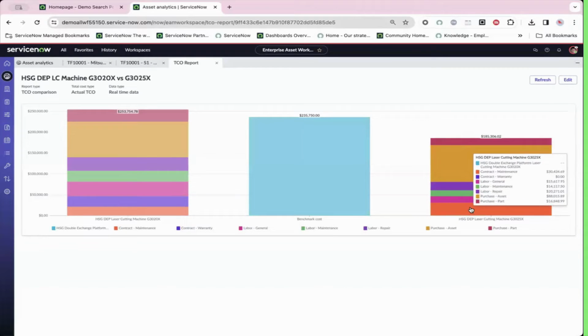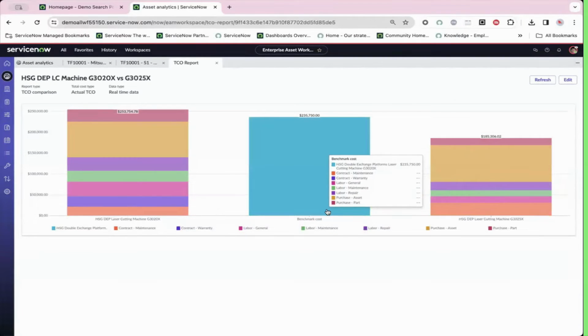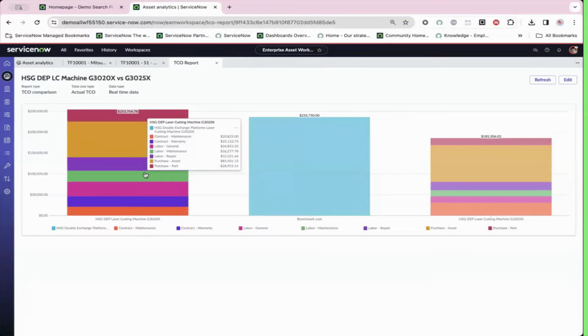So with the newer model, it's costing you about $185,000 thus far. And so with the newer model, you are able to see the difference between how much you're actually spending, which is much less than the benchmark cost, as well as the older model.